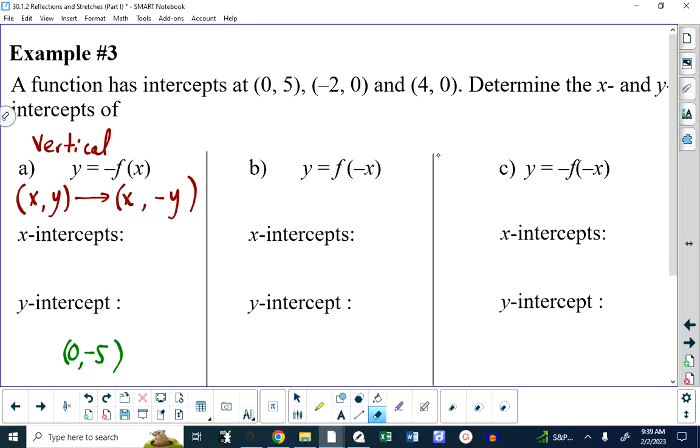If I use this rule of mapping, (x, y) turns to (x, -y) here, then this point doesn't change because negative 1 times 0, which is the y-coordinate, is the same. And since y is 0, that's an x-intercept.